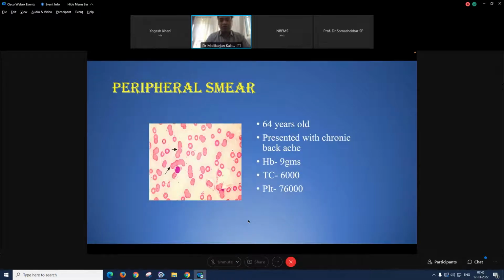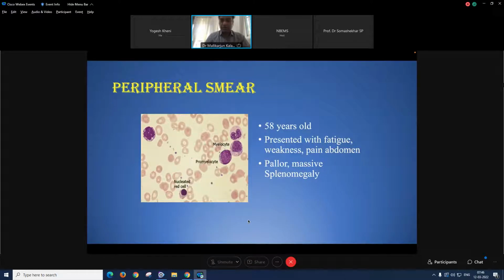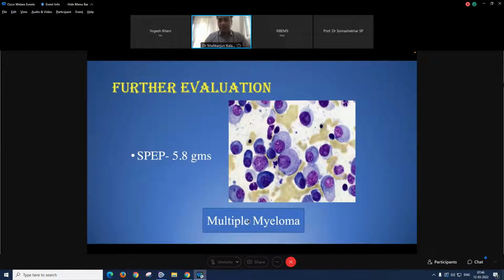So, for example, a simple case of an elderly gentleman came with chronic back pain, and a hematology consult was sought for mild thrombocytopenia. When we looked at the smear, what you can see is increased rouleaux formation and increased background staining. A simple SPEP showed a lot of paraprotein, almost 6 grams. And the bone marrow confirmed that the marrow was replaced with plasma cells, confirming the diagnosis of multiple myeloma.